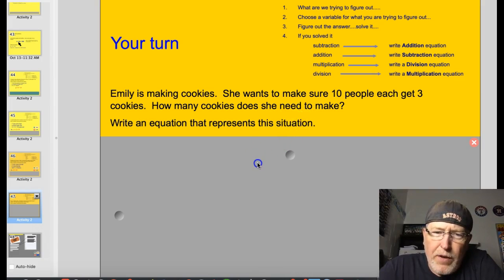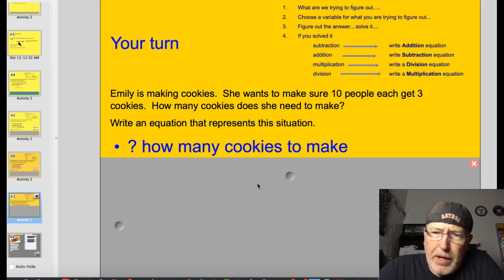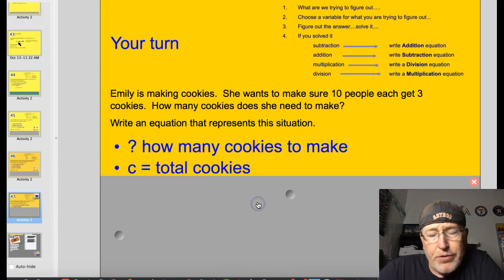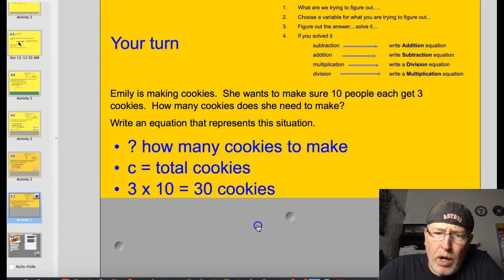So we're trying to figure out how many cookies to make. And for the variable, let's use C for cookie. That makes sense to me. All right, now solve the problem. Well, 3 cookies for 10 people would be 30 cookies total.